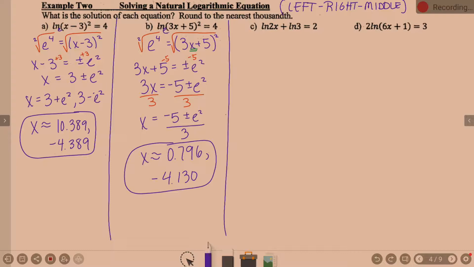One of the properties. Okay, there we go. We're on the right track. Two logs being added can be rewritten as one log where the insides are multiplied. So I can rewrite this as the natural log of 2x times 3 equals 2. But in all reality, what is 2x times 3? 6x. So really what I would write is the natural log of 6x equals 2.